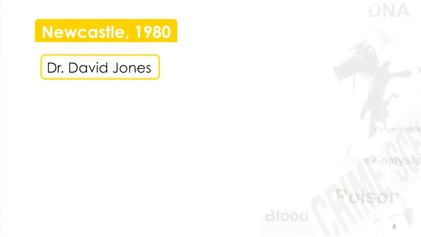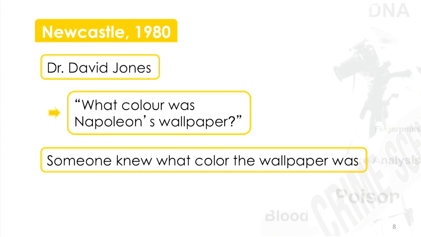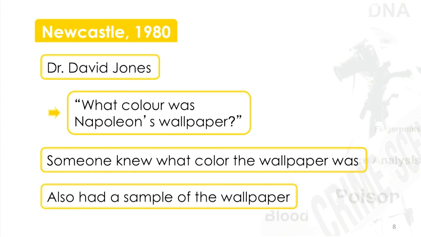Now, some years later, a British chemist called David Jones asked a very interesting question. He asked the question, what colour was Napoleon's wallpaper? Now, he happened to ask this question on a radio show, and one of the listeners contacted the radio station and said they knew what colour Napoleon's wallpaper was. And not only did they know what colour the wallpaper was, they actually had a piece of the wallpaper.